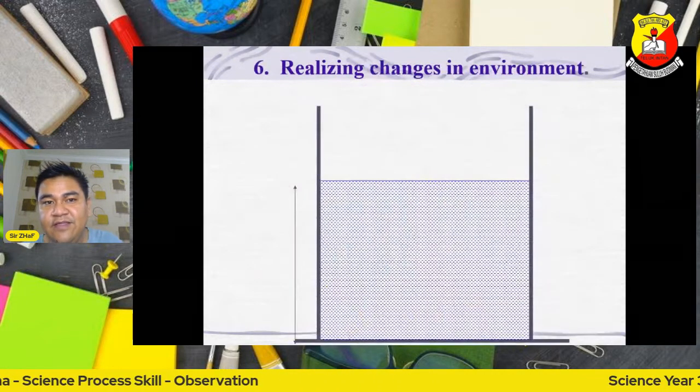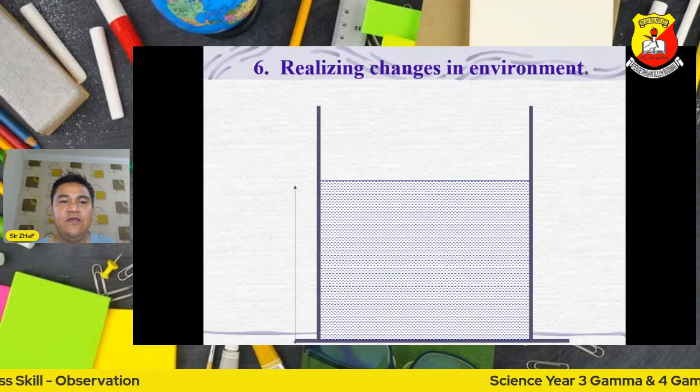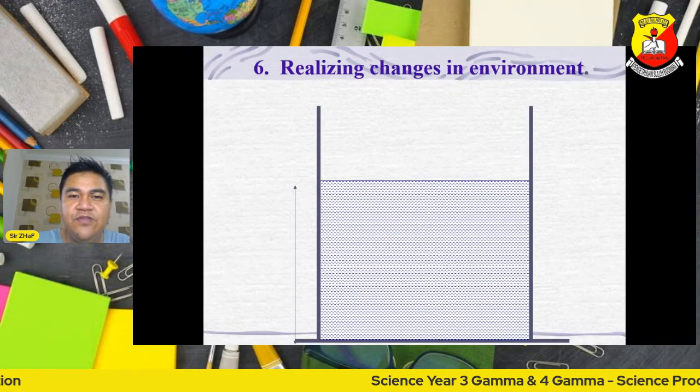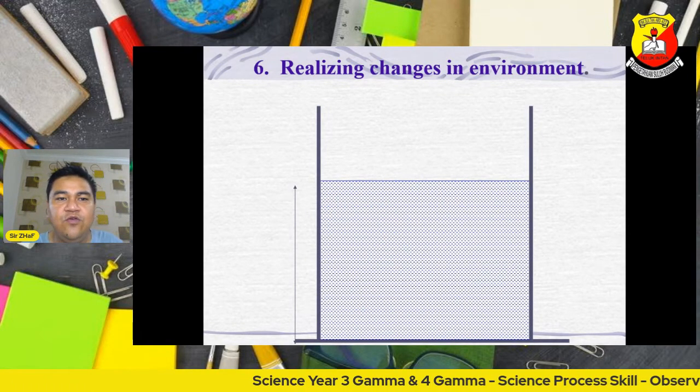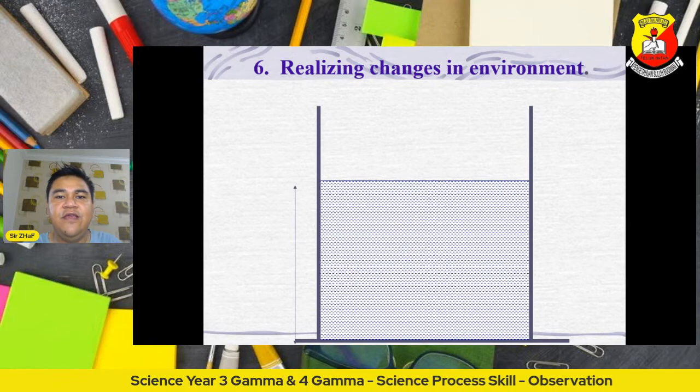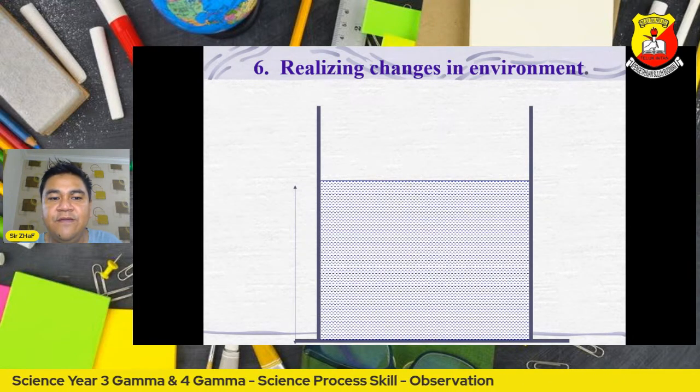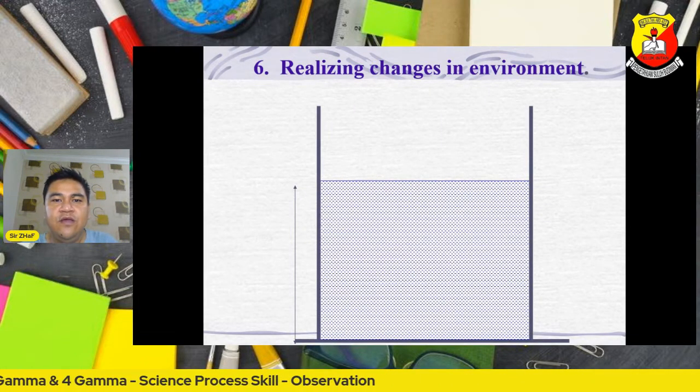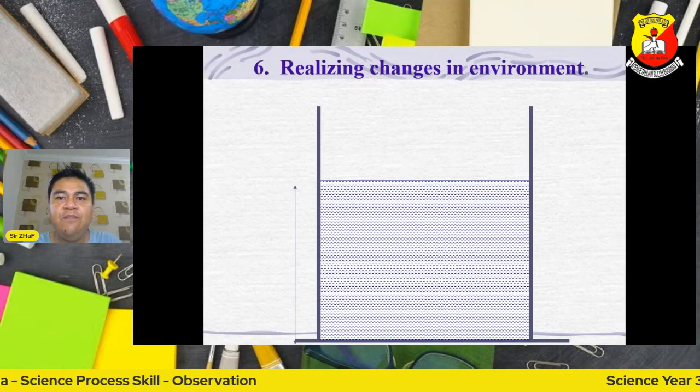Okay, next, number 6. When you are observing, you must realize the changes in the environment. What are the changes that happen?